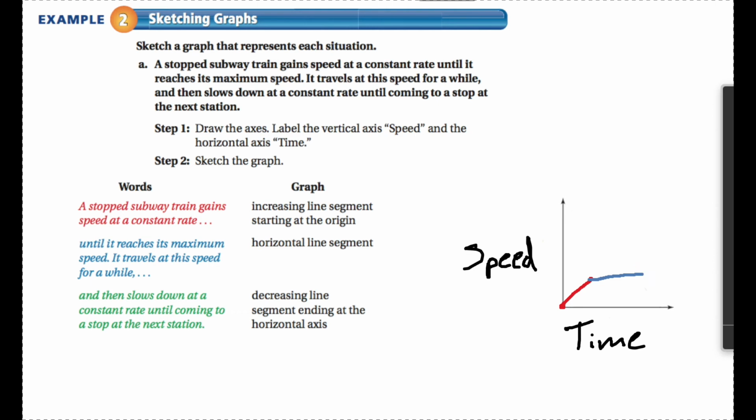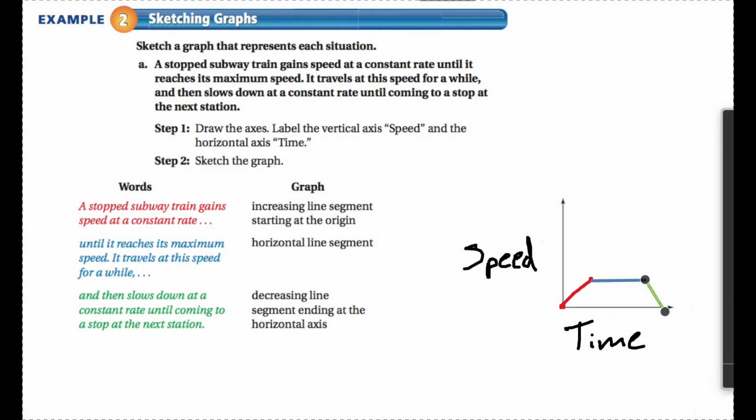Oh, that wasn't a straight line. Let me use my line tool. So then it's going to be a horizontal line, just like this, for a little section of time. And then at the end, the last part of this, and then it slows down at a constant rate until coming to a stop at the next station. So this is going to be a decreasing line segment ending at the horizontal axis. So from here, we'll go straight down at a constant speed.